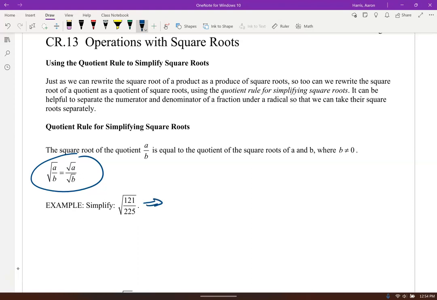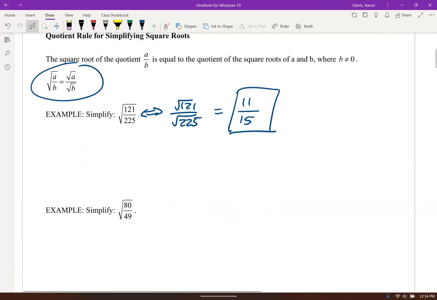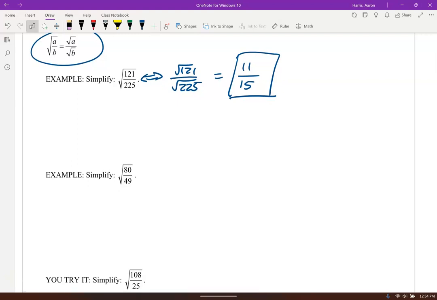So this would be the same as the square root of 121 over the square root of 225. Because I know the square root of 121 is 11, 11 times 11. And the square root of 225 is 15. 15 times 15 is 225. So this just ends up being 11 over 15.